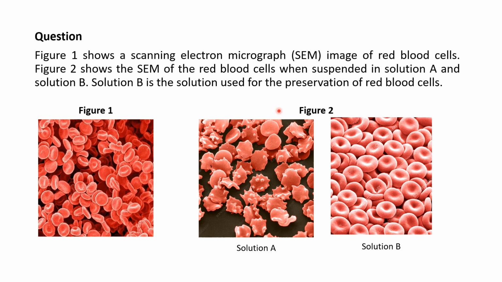Let's look at the stem first. Figure 1 shows a scanning electron micrograph image of red blood cells. Figure 2 shows the SEM, or scanning electron micrograph, of the red blood cells when suspended in solution A and in solution B respectively. Solution B is the solution used for the preservation of red blood cells.